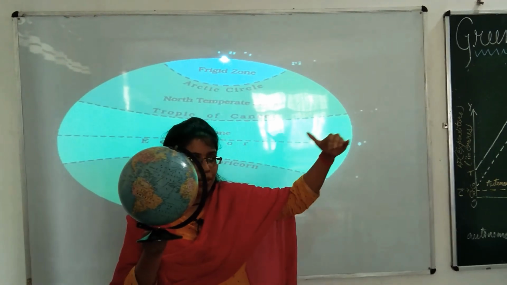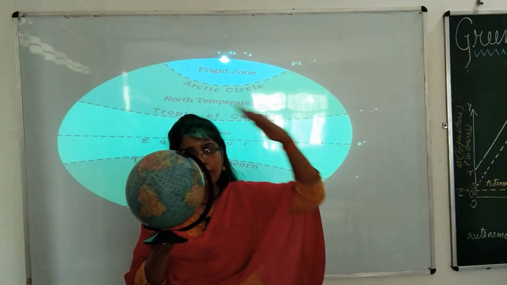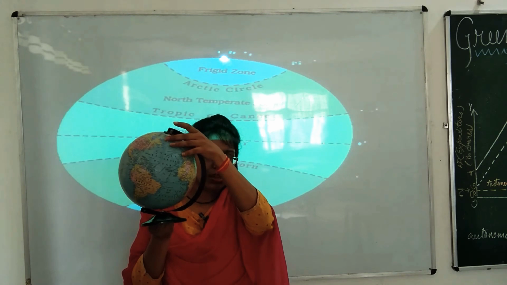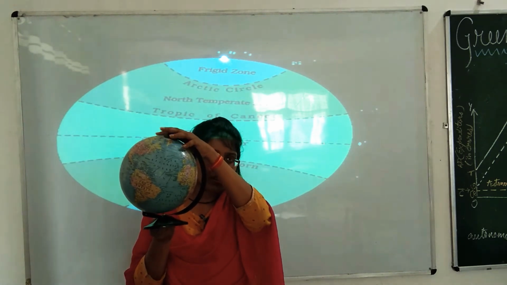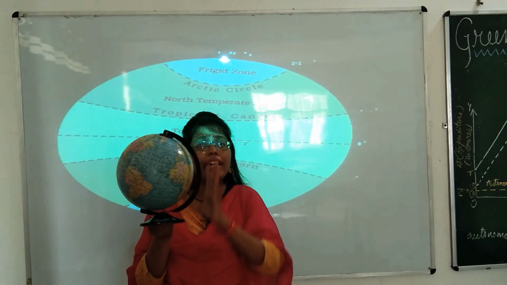Slanting. How are they reaching the poles? They are not reaching directly. They are taking time and slanting. So not much heat is generated there. No such temperature is there as it is here at the equator. It is not too hot on the poles.